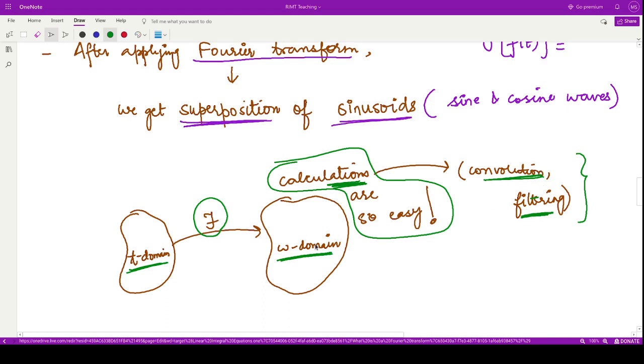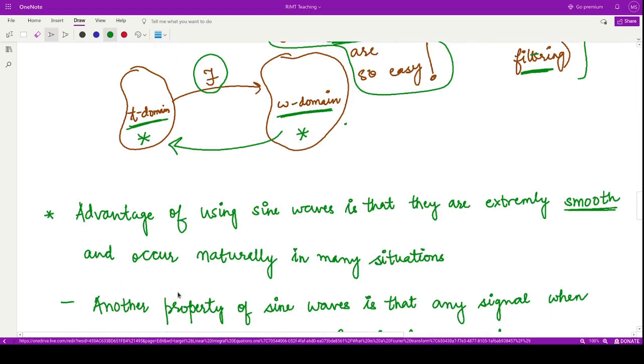For now, assume that we were initially here. After applying the Fourier transform, we reach here. Now here we perform calculations, do manipulations, add, subtract, whatever we want to do, because here the calculations are easy, and then we head back to the t domain and we get our answer. So this is the process.